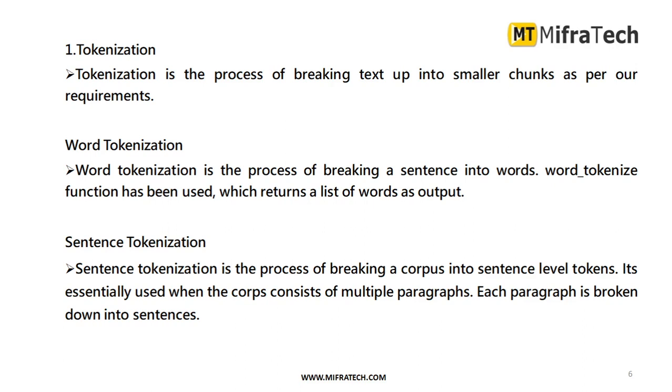First is tokenization. Like I told, tokenization is a process of breaking your text into smaller chunks as per requirements. In tokenization, there are two types: one is word tokenization, and one more is sentence tokenization. Word tokenization is nothing but breaking your sentence into a list of words. There is a method called the word_tokenize function which we use in order to convert our sentence into a list of words. That is word tokenization.